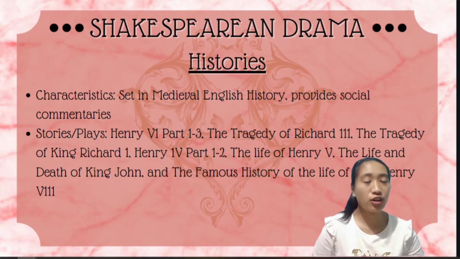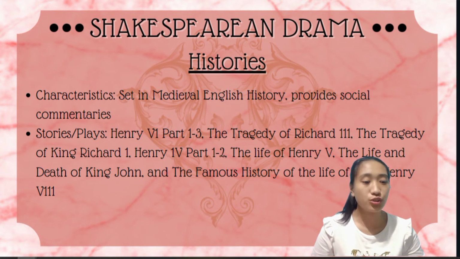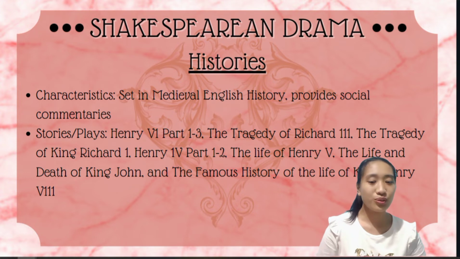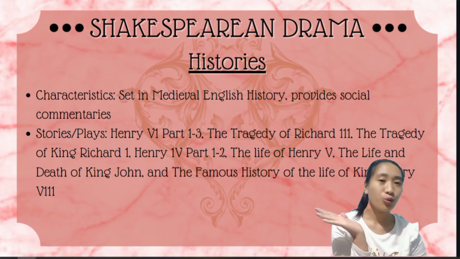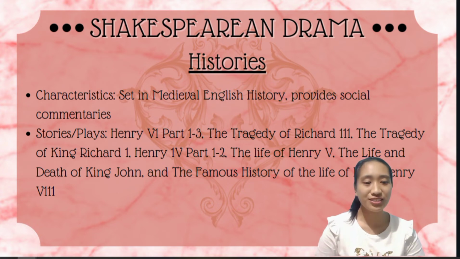The characteristics of Shakespearean history is that most are set in times of medieval English history, and secondly, Shakespeare provides social commentary through his characters and plots, and history plays say more about Shakespeare's own time than the medieval society in which they are set. So these are the histories written by William Shakespeare, and we have to take note that the plays Coriolanus, Julius Caesar, and Antony and Cleopatra are classified both as tragedies and as Roman histories.